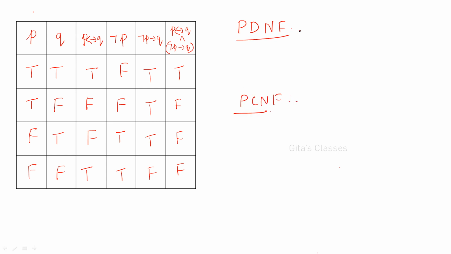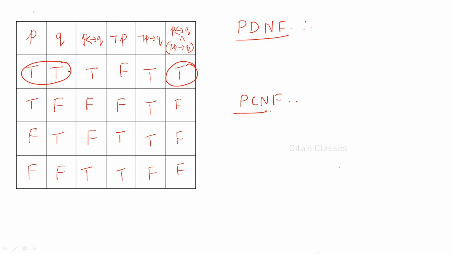Okay. So first for PDNF, you consider the truth values of the last column. Consider only the truth values of the last column. That is, consider the rows in which you have the T value in the last column. Now you consider the corresponding variables P and Q. So PDNF, it is very simple. You are considering T, therefore for T you write the variable as it is, and if you have F you write the negation.